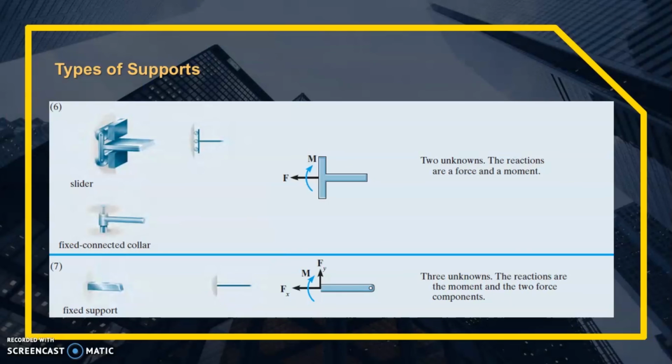Number 6, we have also a slider. Ito yung ano niya, real structure niya. Idealized symbol. This is the reactions. Meron dalawa. We have 2 unknowns. The reactions are a force and the moment. And number 7, na pinaka-last na types of support natin, we have fixed support. Fixed support, ito yung idealized symbol niya. And we have 3 unknowns. We have 3 reactions. The reactions are the moments and the 2 force components. So meron tayong moment na reaction and we have Fy and Fx.